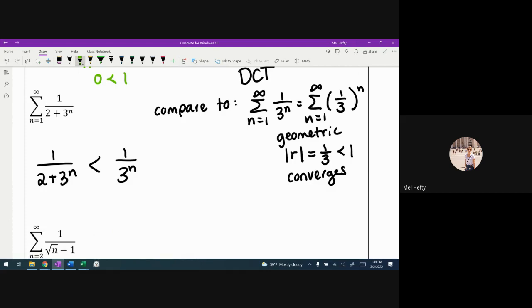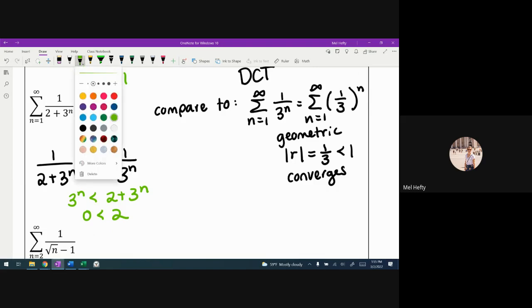Again, if you want to be convinced, here's some optional work you can do. You can multiply the 3 to the n to this side, the 2 plus 3 to the n to this side. Subtracting the 3 to the n's from both sides, I get 0 is less than 2. So if you want to be super rigorous, you're more than welcome to do the stuff in the green, or if you're just not convinced. You could also do direct comparison tests on more complicated series where that inequality is more helpful. But here we are. What am I missing?